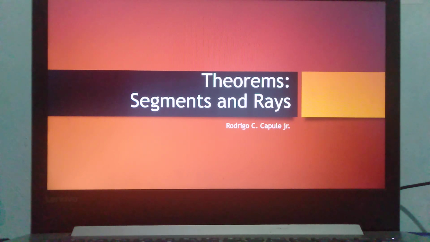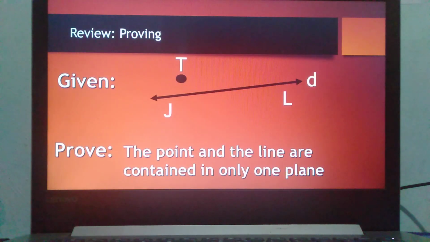For this slide, for this PowerPoint, I'm going to teach you how to prove theorems with segments and rays. So this lesson is for grade 8 under geometry. Itong PowerPoint na to, ginamit ko to for my grade 8 students.